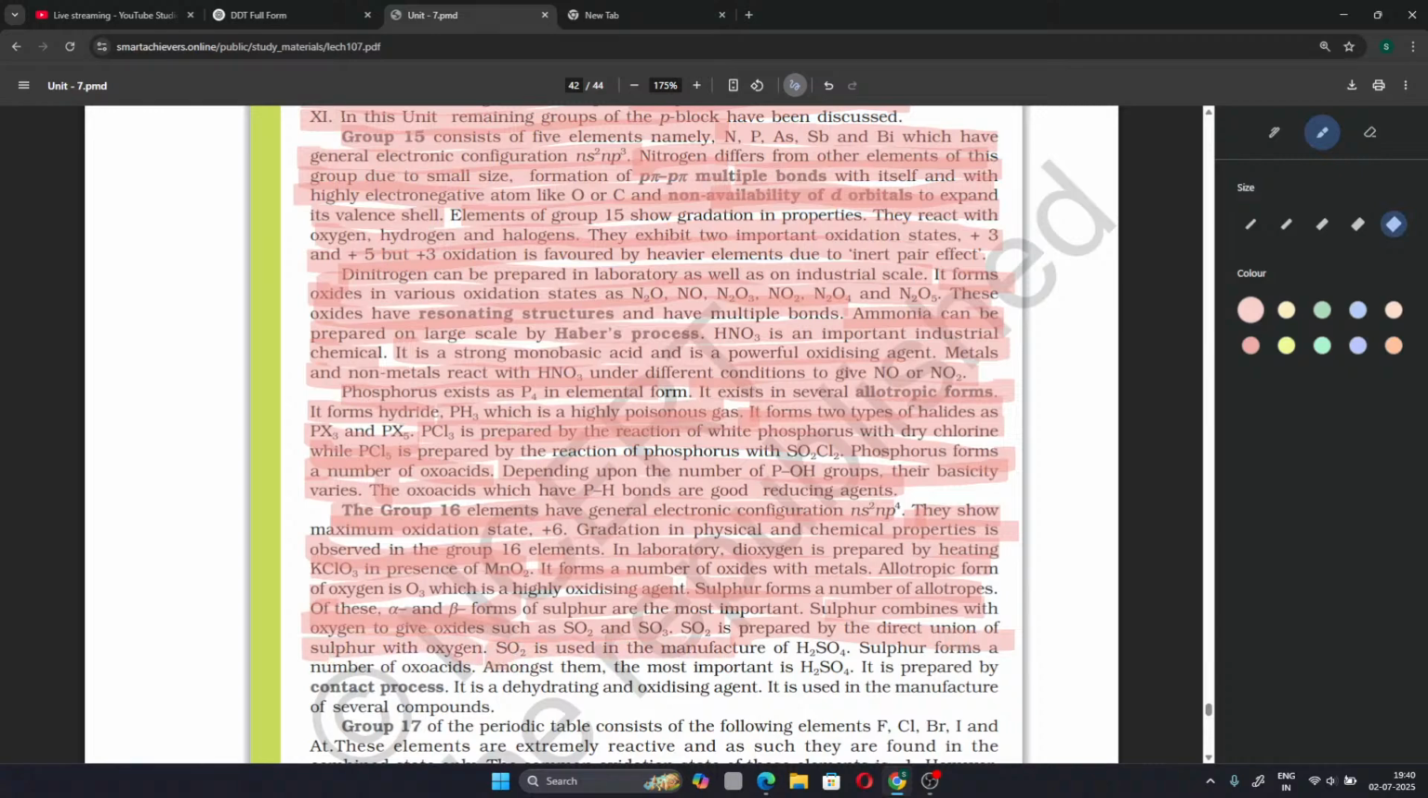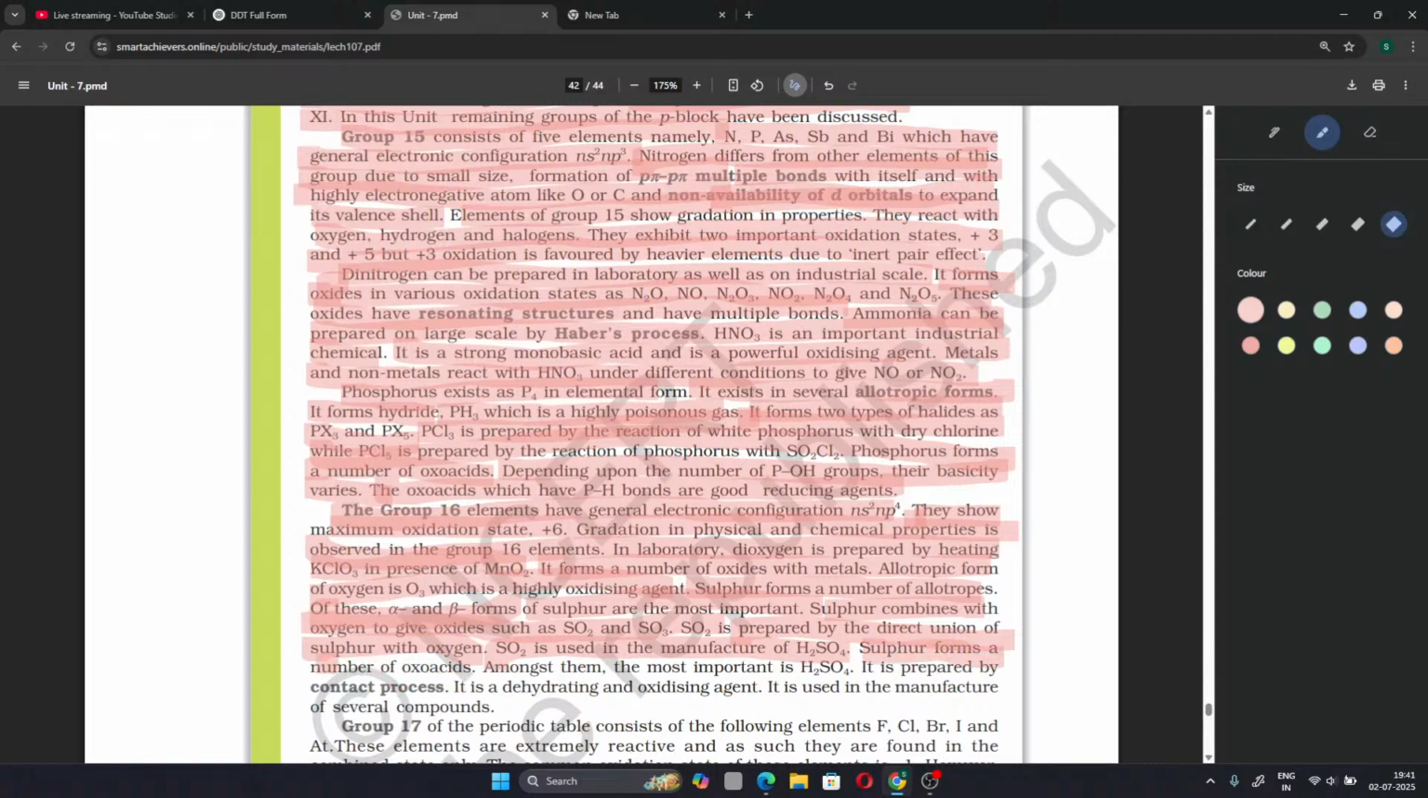Sulfur dioxide is used in the manufacture of H2SO4, where sulfur dioxide, in the presence of divanadium pentaoxide, V2O5, used as a catalyst, reacts with oxygen to give SO3. This SO3 is then dissolved in H2SO4 to give oleum, which is the final step in the contact process, the name of the preparation method of H2SO4.